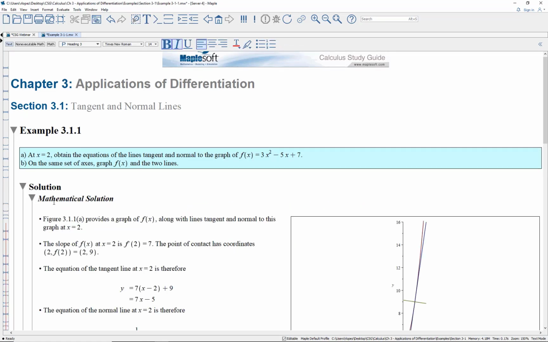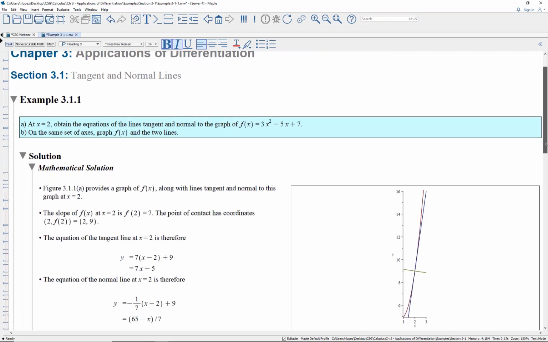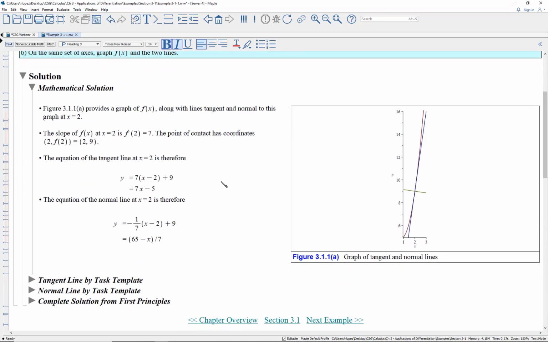So mathematical solution, do the math separate from Maple. So you need the value of the derivative. This is the point slope form of a straight line, negative reciprocal of the slope, point slope form of the straight line, and here's the graph that we want to end up with. You can see in red the curve, tangent line in black. I think that's a green normal line.